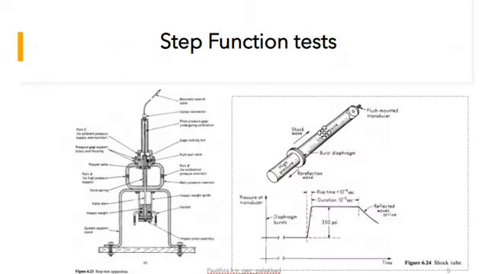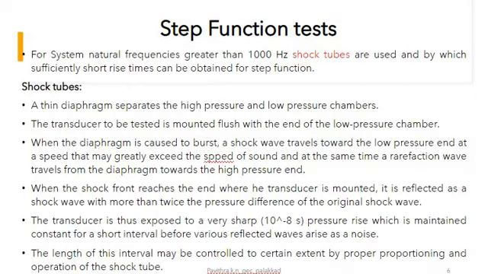In this figure you can see the shock tube. This is the high pressure end, this is the low pressure end, and this is the diaphragm which we need to burst. What is the principle of this? As I told, the diaphragm is a thin diaphragm that separates the high pressure and low pressure chambers, and the transducer to be tested is mounted flush with the end of the low pressure chamber.